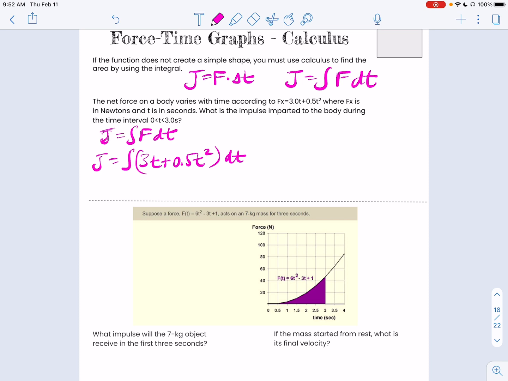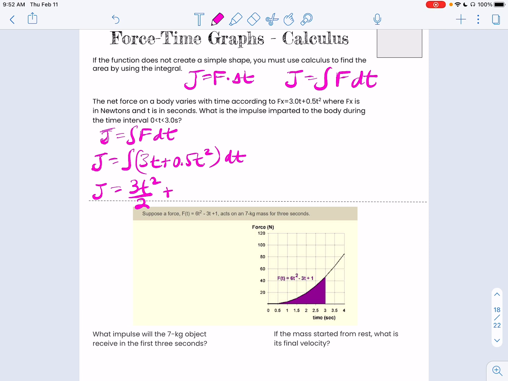Now, if you can do integrals really fast, great. If you are not yet there in calculus, remember you're just trying to reverse the chain rule. I'm trying to think of what I would start with if I want the derivative to be 3t plus half t squared. So that is going to be a t squared, but there would have been a 2, so 3 over 2, because if I move that 2 down, that would cancel.